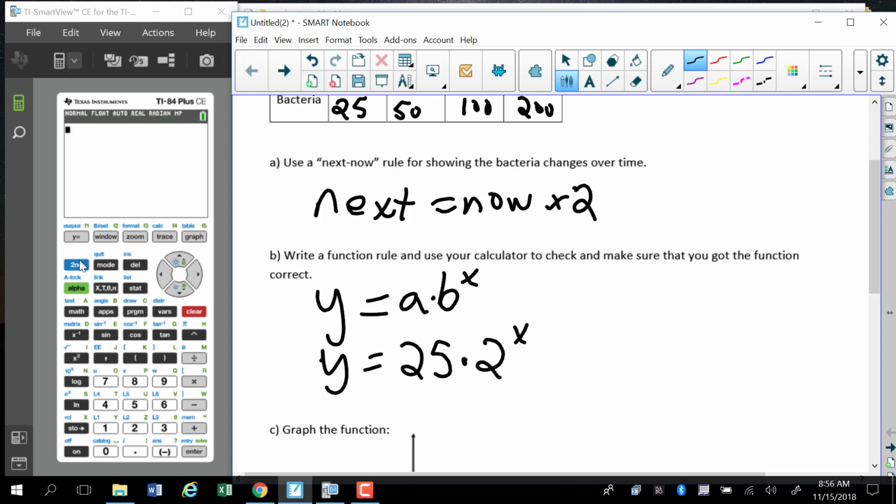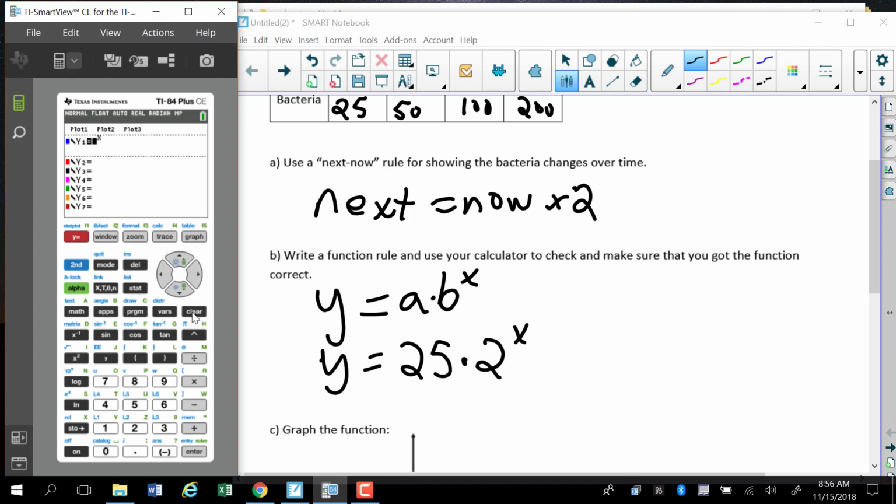Now, if you have a graphing calculator, you can check this pretty simply by just putting in 25 times 2 to the power of x, and go to your table, and you should see it on the table, 25, 50, 100, 200, and so on.